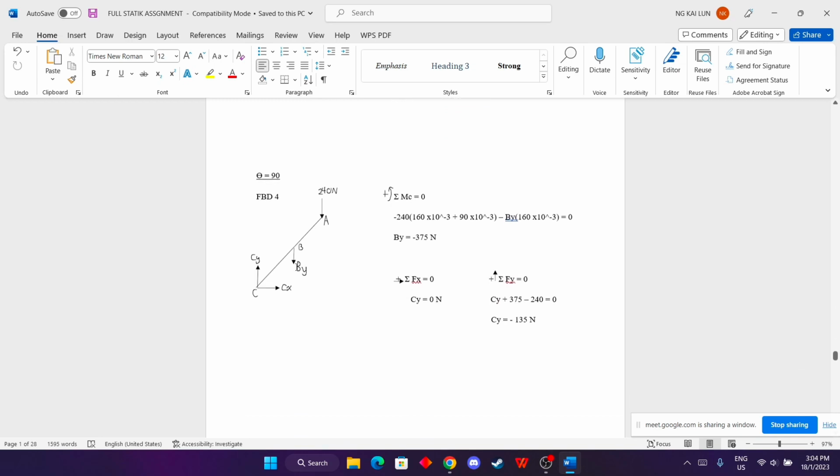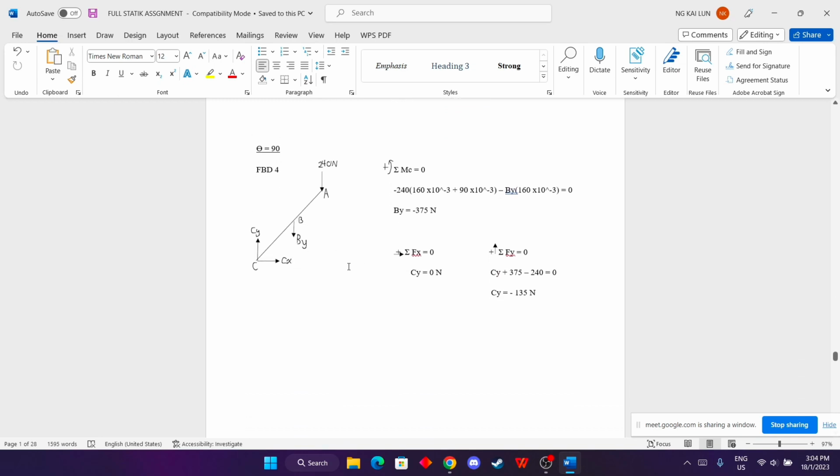So we go to the FBD4, which is theta is 90 degrees, and then we got moment C equal to 0. And then we take the force here, negative 240 times the horizontal length, minus By times the vertical length. Then we got By equal to negative 375 Newton. And then we derive the force X equal to 0, then we got Cx equal to 0 Newton.